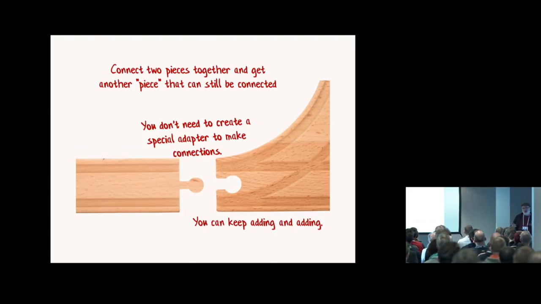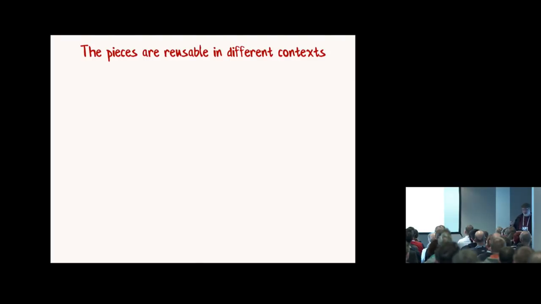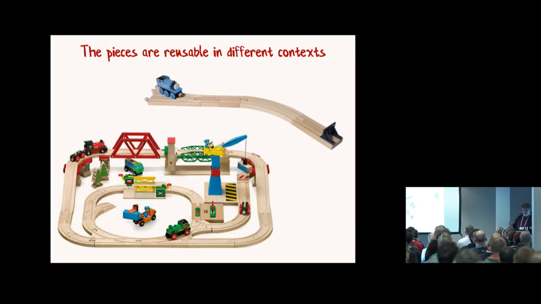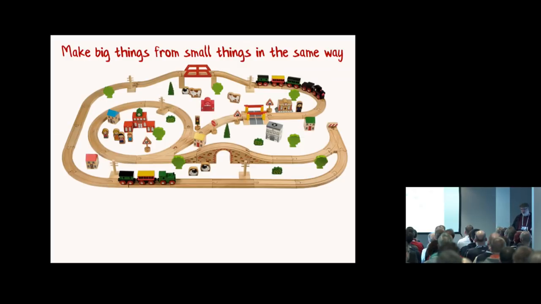Which means you can keep adding and adding, and you can make bigger ones. Reusable, again: you can take them apart and reuse them in different situations. You can have a special points track and a little bridge piece, and you can use that bridge in other little things, which is kind of cool. And you can keep going and making bigger and bigger pieces if you need to. That's the power of composition as well. All right, so Lego philosophy, railway track philosophy, very, very similar.